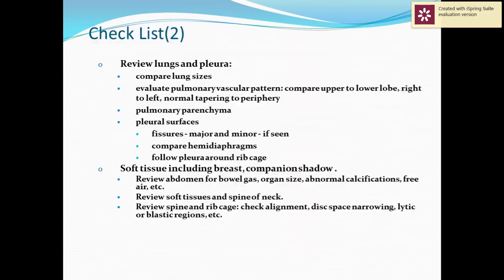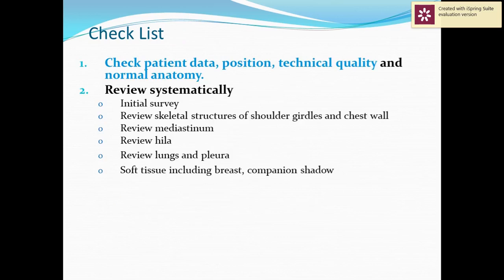Checklist number two: lungs and pleura. Compare the lung size, symmetry, because sometimes asymmetry can be found in lung atelectasis, vascular pattern, pulmonary parenchyma, pleural surface, fissure. We have two major fissures and one minor in the right. Hemidiaphragm, soft tissue also in the spine and the neck, and the bone of the chest.